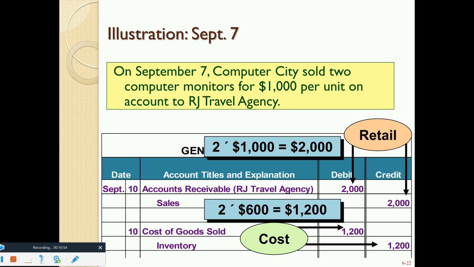So we sold it on account. Remember what this means. That means we did not yet receive payment from our customer. But we made the sale. We physically gave them the inventory. The sale needs to be recorded.